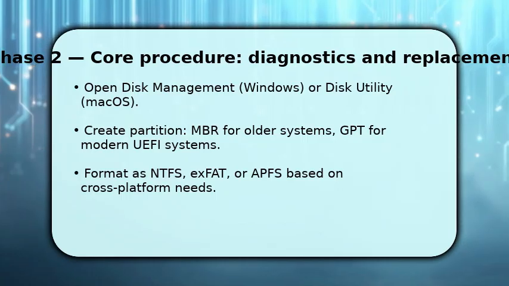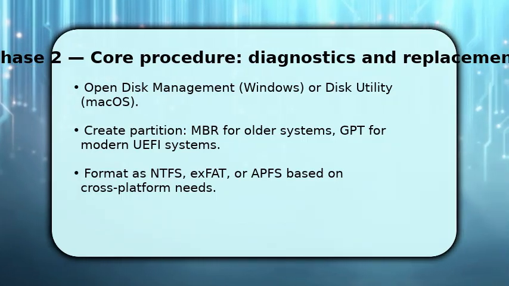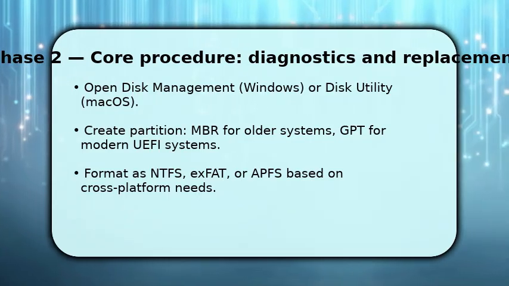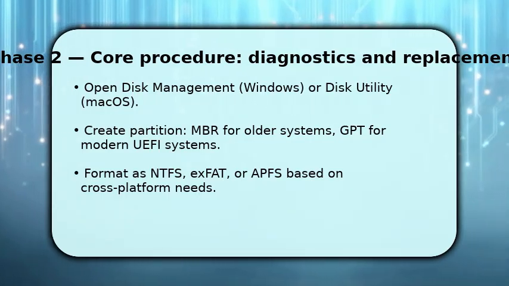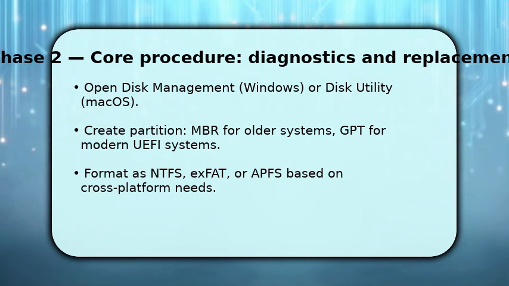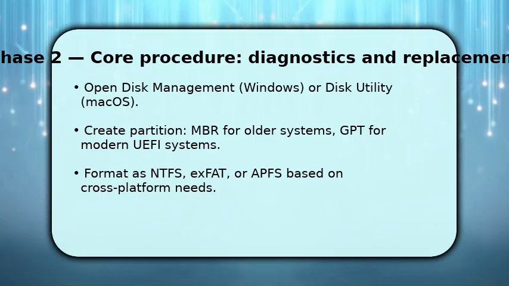Create a partition and format. Pick NTFS for Windows only, exFAT for Windows and Mac sharing, or APFS for Mac native performance. Allocate cluster size and label the volume. Then assign a drive letter or mount point so applications can access it immediately.